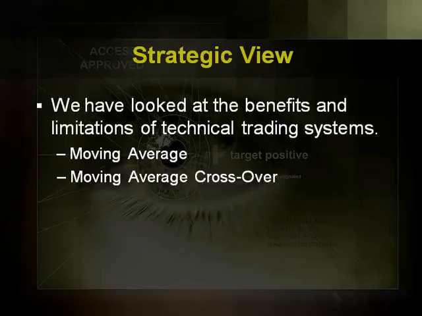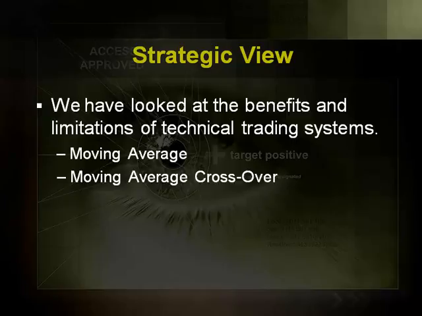So we've looked at the benefits as well as limitations of technical trading systems, whether you're using a moving average or a moving average crossover system. These are trend following systems. And the weakness of a trend following system is, number one, it's not going to put you in at the bottom of a market, and it's not going to take you out at the top of the market. So you're going to be a little bit late to the party, and you're going to be a little bit late leaving. But it's going to spare you the worst of the market sell-off, and it's going to put you in for most of the upward trend.